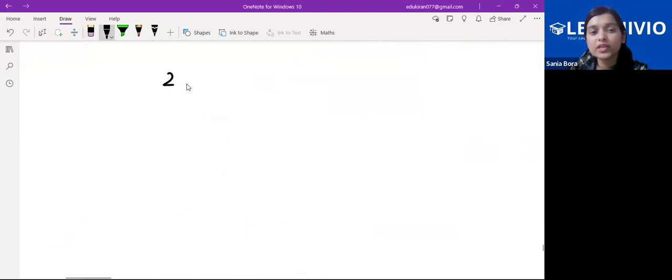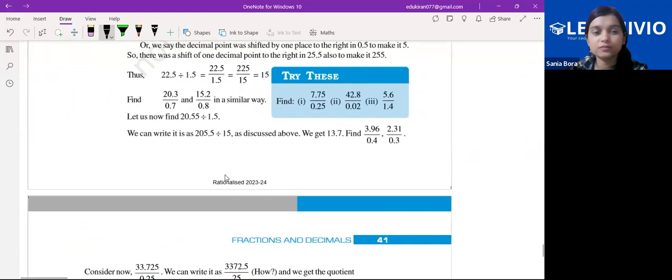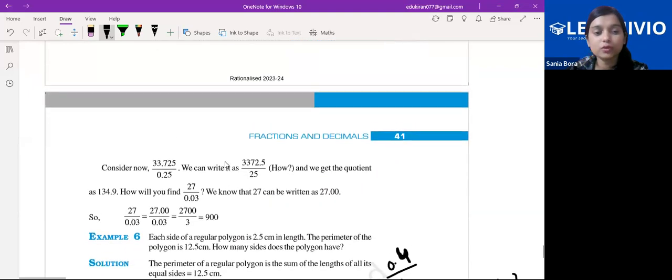For example, student A scored 2, second scored 3, and the third one scored 5. So if I ask you what is the average, what will you do? 2 plus 3 plus 5 divided by how many students were there? 3. So it would be 10 by 3. Yes, ma'am. So this is the average. Okay, now just come to the next question.